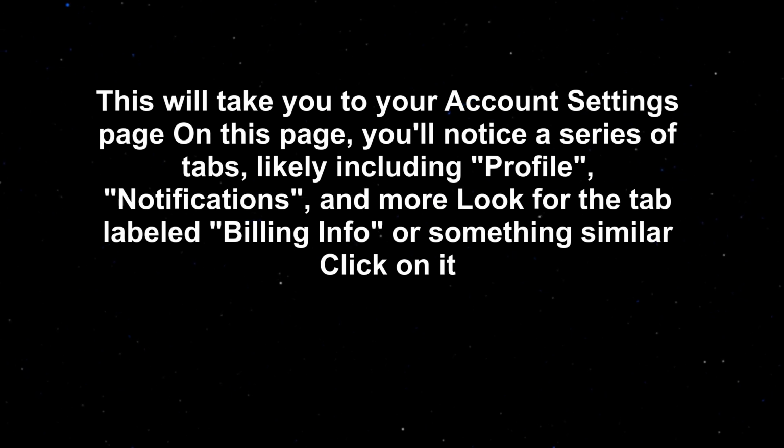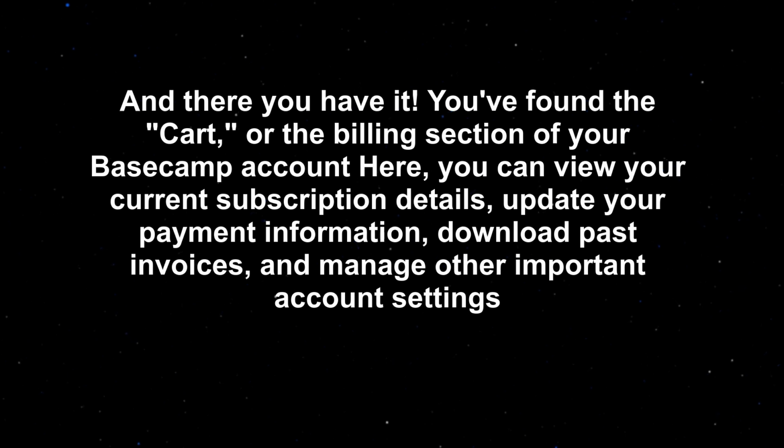On this page, you'll notice a series of tabs, likely including Profile, Notifications, and more. Look for the tab labeled Billing Info or something similar. Click on it. And there you have it. You've found the cart or the billing section of your Basecamp account.